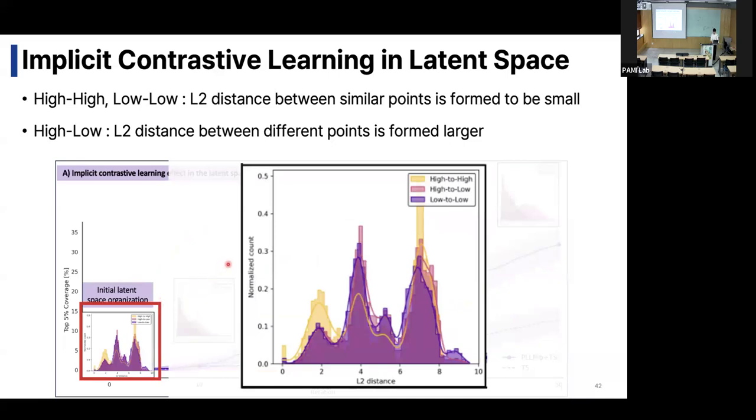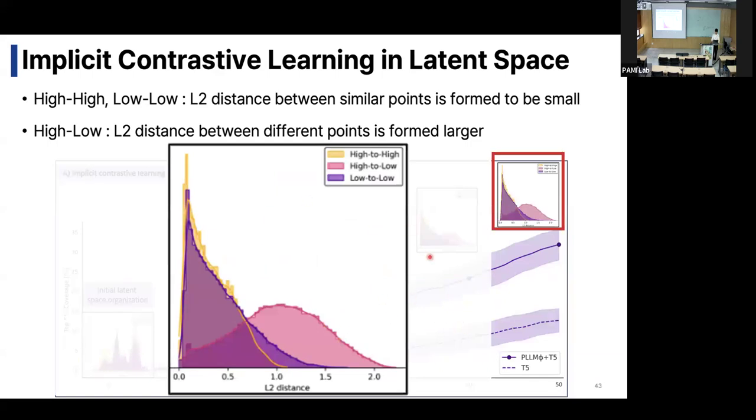Initially, we observed that high and low points are mixed together in the embedding space. This suggests that the representation is unstructured and does not yet reflect task-relevant information. However, as Bayesian optimization progresses and the model continues to update, we can observe a clear separation in distance between the points. High to high and low to low L2 distances are smaller than high to low L2 distances.